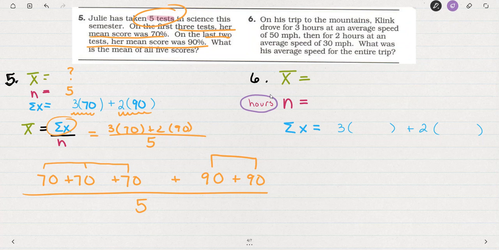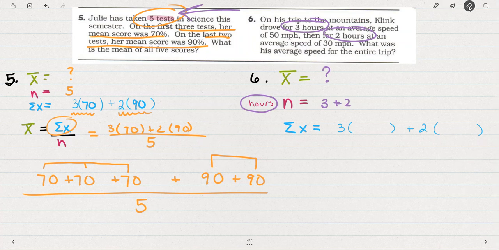What was his average speed for the entire trip? So I know that I'm going to be looking for his average speed. I can use the information that's given to find n, even though it doesn't say what n is directly, like we had on number 5, where it very directly said n was 5 tests. I can find how many hours are being considered by reading the problem and seeing there's 3 hours and then 2 more hours. So I can see that n is going to be 5 hours.